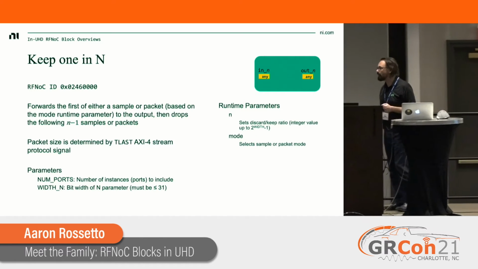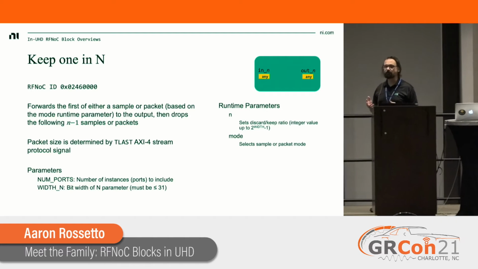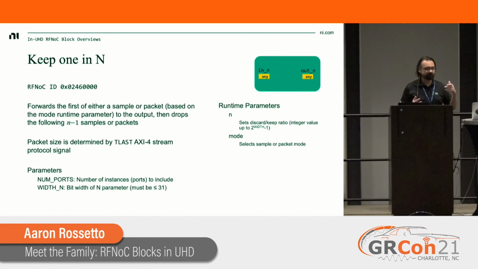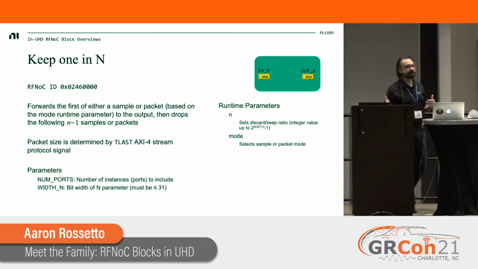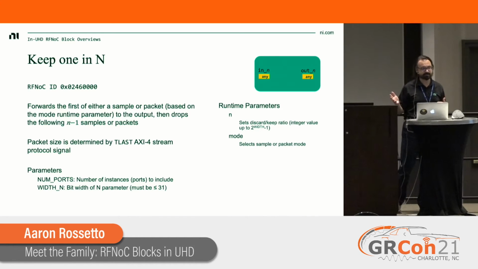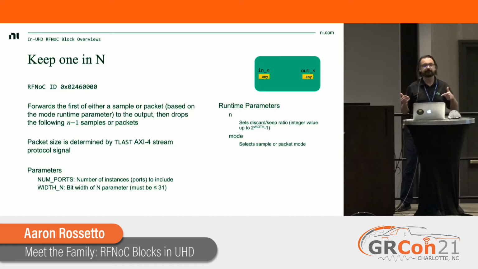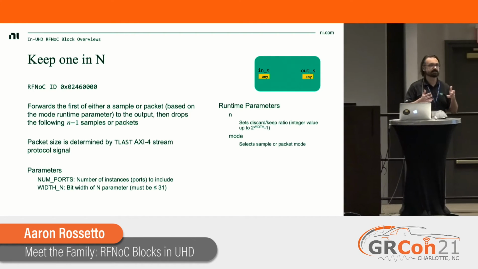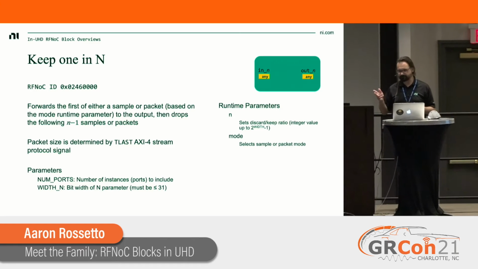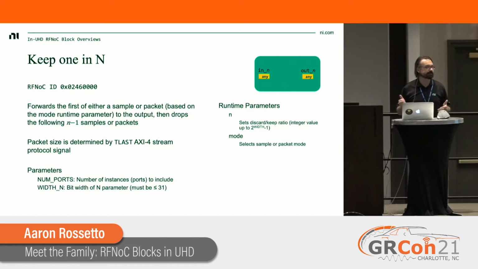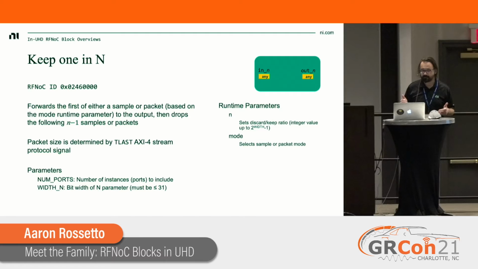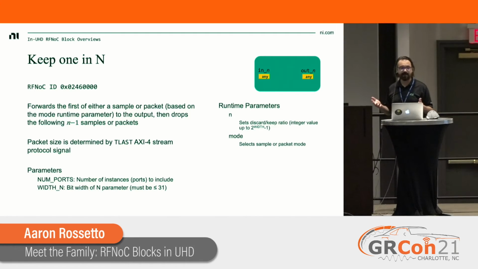Okay, the KeepInN block, pretty simple. We'll forward the first sample or packet and then discard the next N-1 samples or packets. Whether it discards samples or packets is controllable via a parameter, naturally, where the packet size is denoted by the assertion of the TLAST signal in the AXI stream protocol. And at runtime, you can set that N parameter as well as the mode.